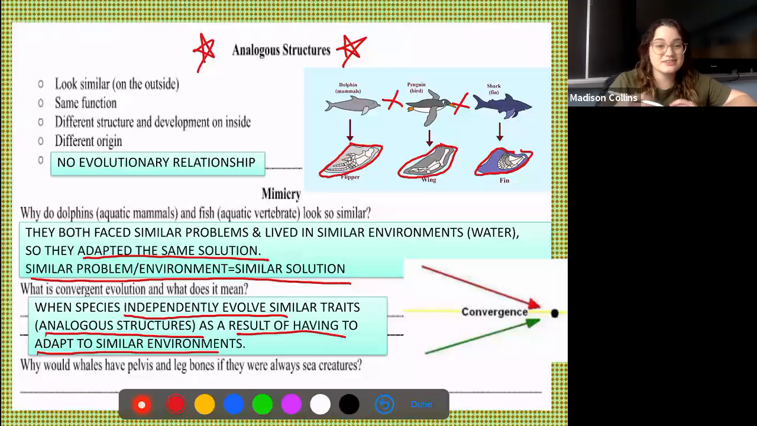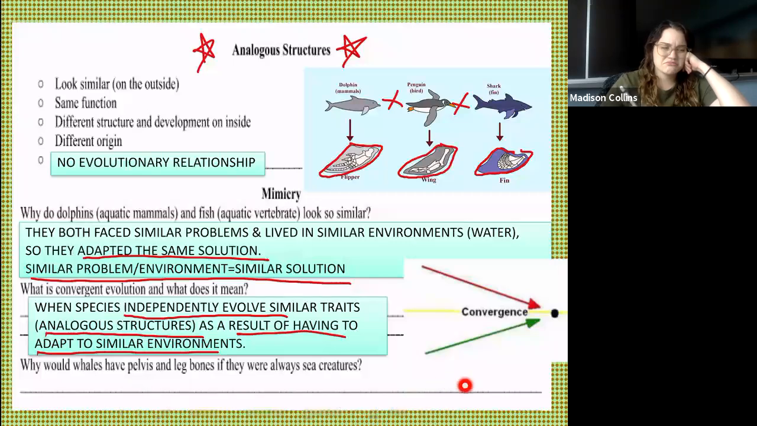They actually developed or evolved these traits independently of one another. But the reason they evolved those traits is because they faced similar problems. They came up with the same solution to the same problem that they were all facing. So then I want to ask you guys, why would whales have pelvis and leg bones if they were always sea creatures?